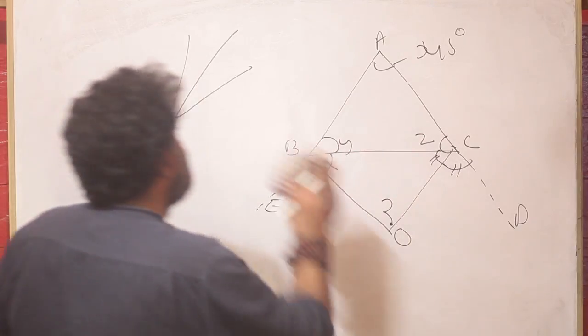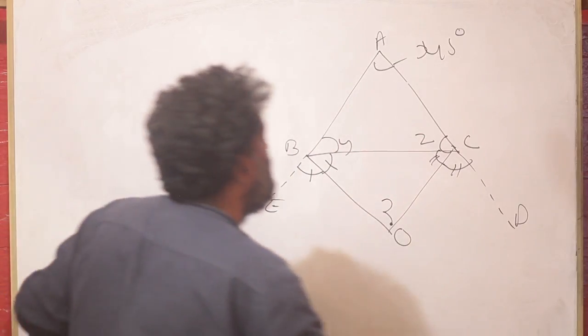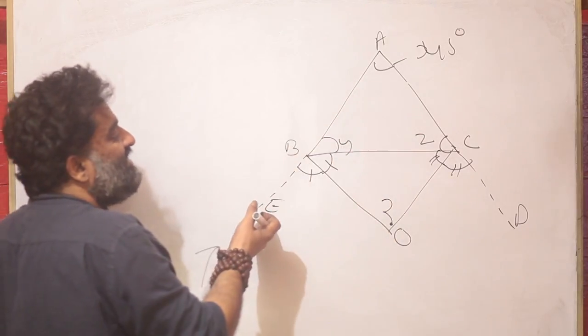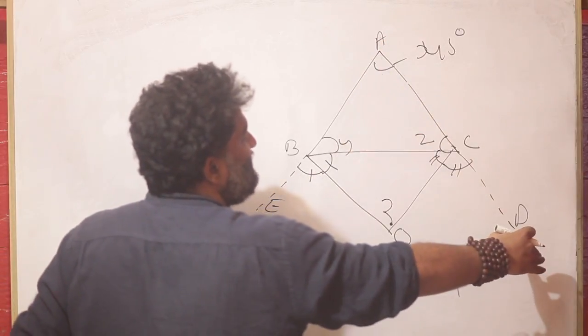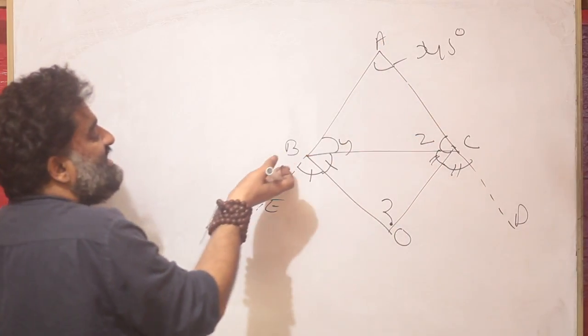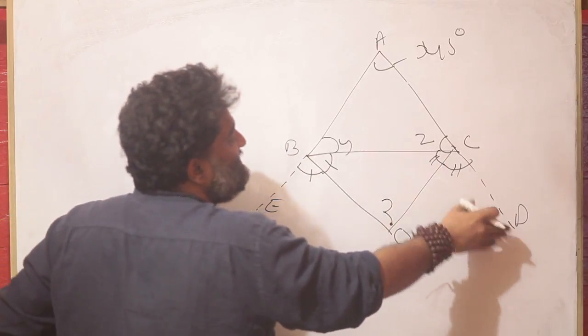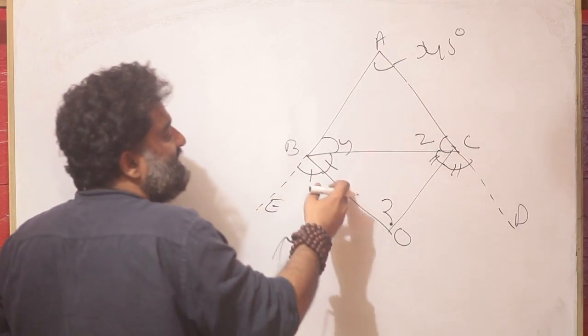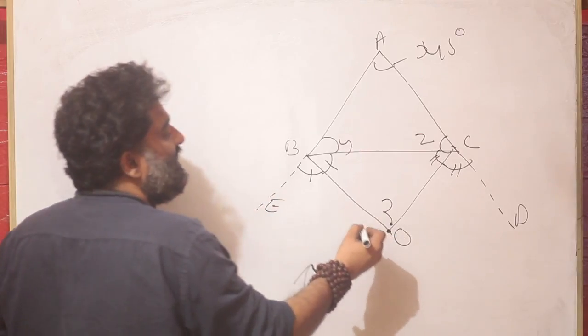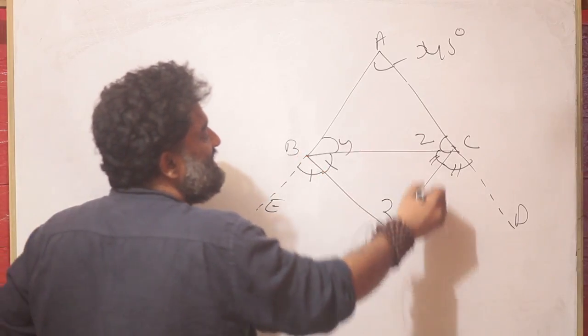So once again, this is a triangle given to us, ABC. The side AB was extended a little, side AC was extended a little. Then the angle CBE's angle bisector BO and angle BCD's angle bisector CO meet at point O. And your question is, what is angle BOC?